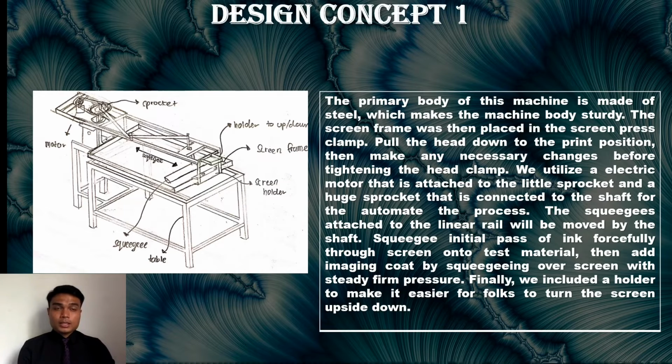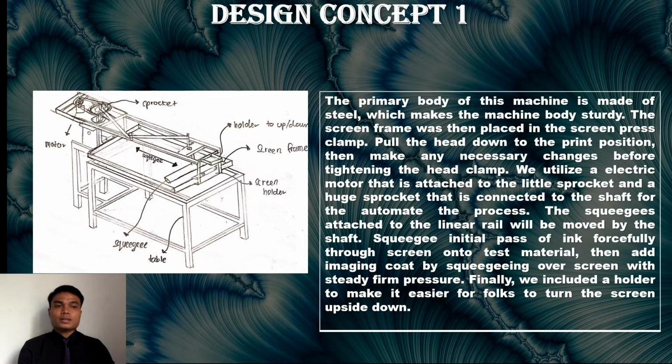Next, this is design concept 1. The primary body of the machine is made of steel, which makes the machine body sturdy and strong. The screen frame is then placed in the screen press clamp, and the screen frame can be tied by tightening the head clamp.